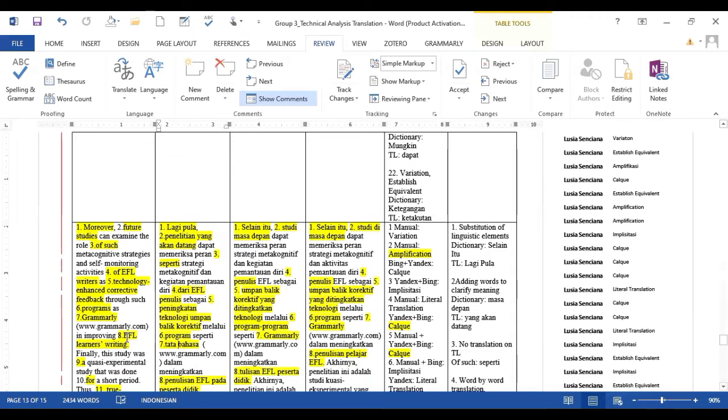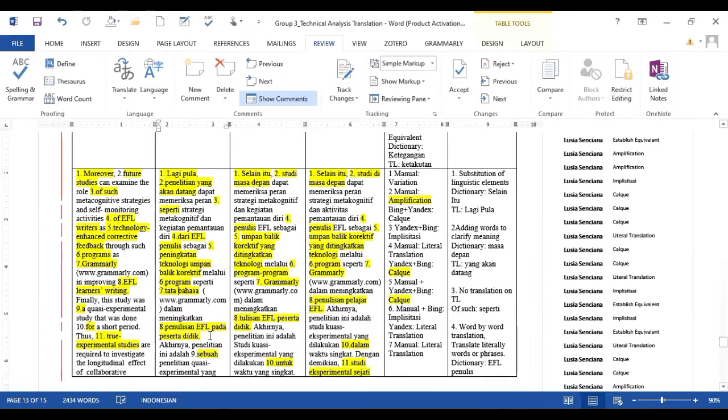Okay, next is number 8. The source language is EFL learners writing. In the manual translator, it means penulisan EFL pada peserta didik. The Yandex is tulisan EFL peserta didik. And in Bing it is penulisan pelajar EFL. So in the manual translator, penulisan EFL pada peserta didik, there is added information in pada. So in here I use the amplification technique. And then in Yandex it is tulisan EFL peserta didik.